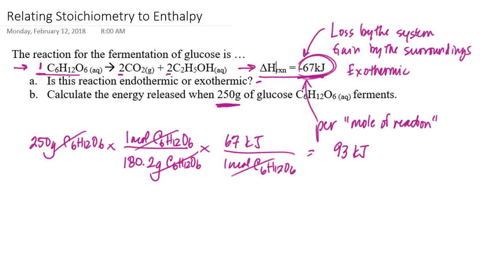Because this represents a release of heat by the system to the surroundings, I should include a negative sign to show that it's a loss of heat by the system. Now, if this had been any of the other species involved in the reaction, either the carbon dioxide or the ethanol, then I would have to use that stoichiometric coefficient instead. And so this stoichiometric coefficient down here in the denominator, or the final conversion factor, would have changed.